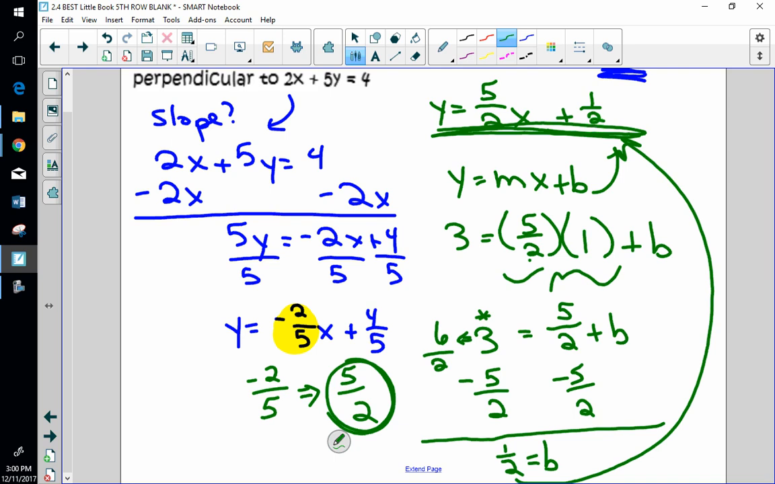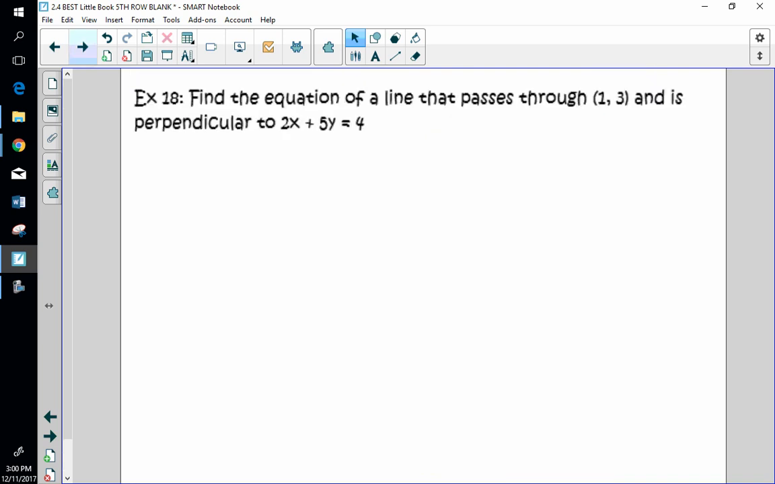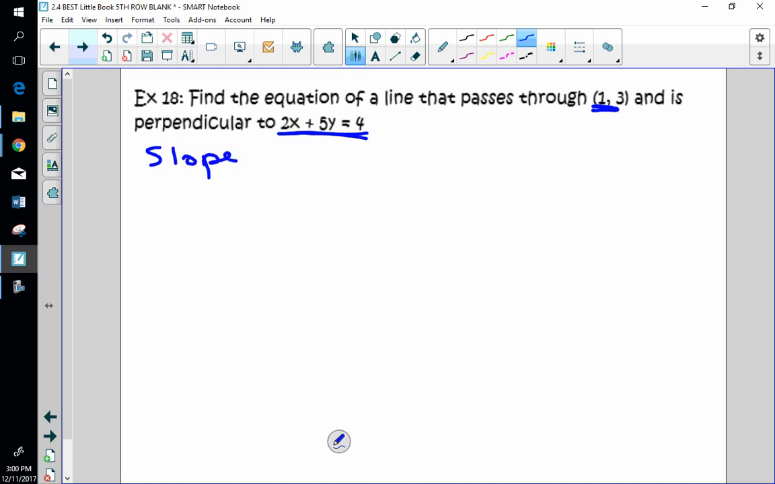plus 1/2. Let's do the same thing, but this time we're going to use the y minus y coordinate method. It's the same equation, the same example. So we're going to do the same thing as far as slope goes. We have our point, we need a slope. So again, I'm going to do the exact same thing. I'm going to take 2x plus 5y equals 4, and I'm just going to do it all over again. Same thing that we did.